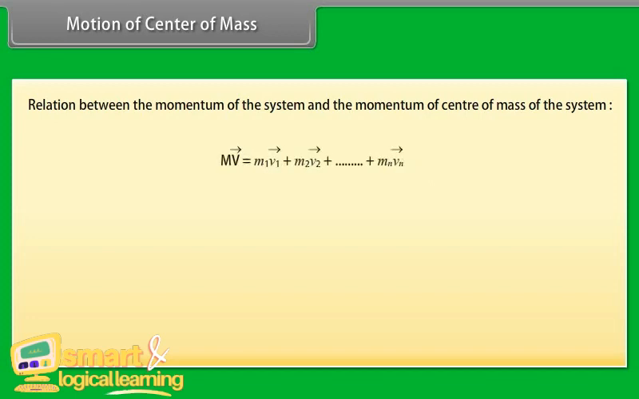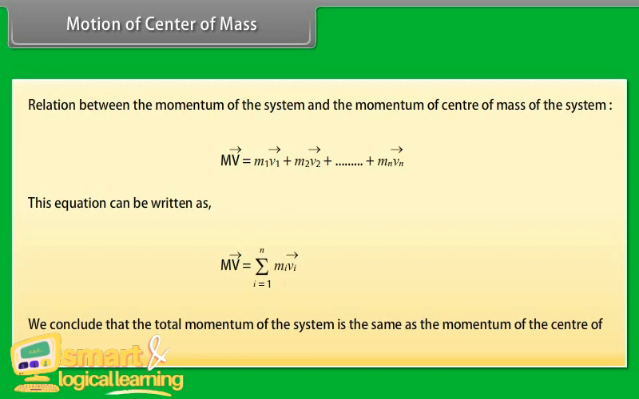mv vector is equal to m1v1 vector plus m2v2 vector plus so on till mnvn vector. This equation can be written as mv vector is equal to summation from i is equal to 1 to n of product of mi and vi vector. We conclude that the total momentum of the system is the same as the momentum of the center of mass.